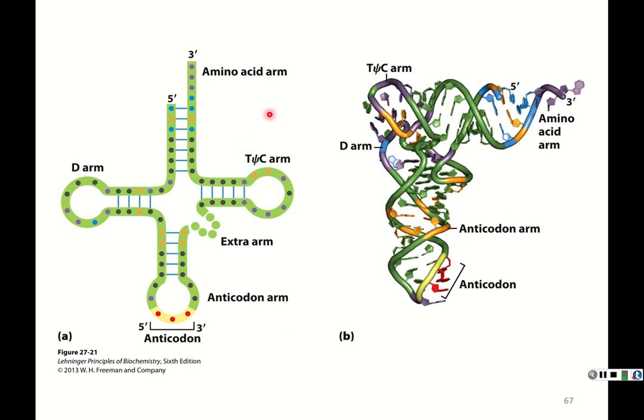Right, so again, just another picture of this, with the specific modified bases that are included. What's really important, though, again, are the anticodon and the amino acid arm at the 3' end.